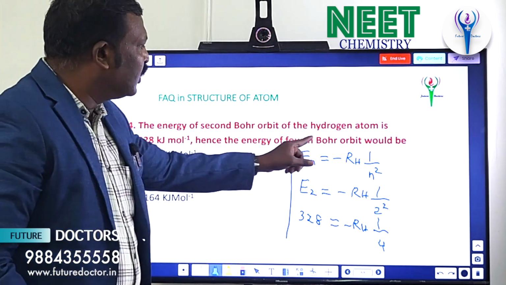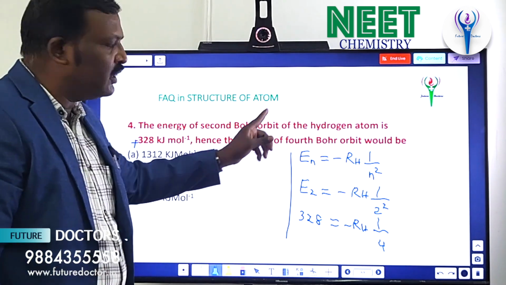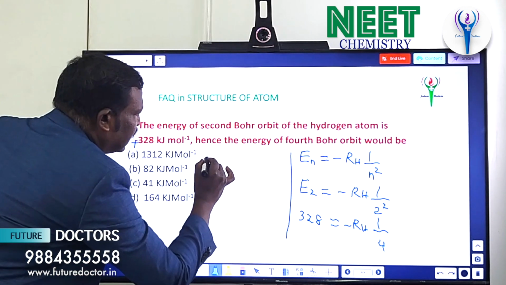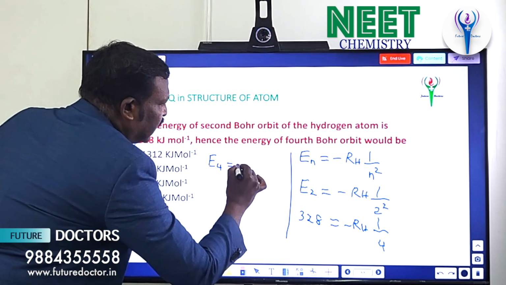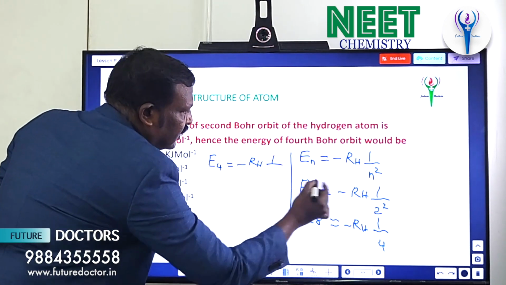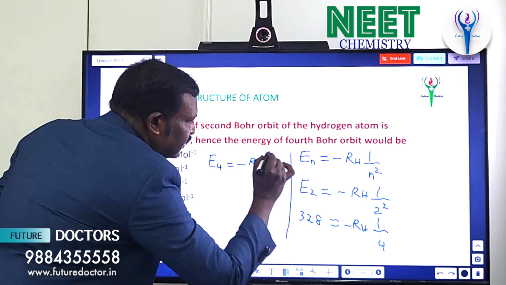Hence, the energy of the fourth orbit. The energy of the second orbit is given, and we have to find the energy of the fourth orbit. So the energy of the fourth orbit uses the same formula. Here E4 is equal to minus R_H, the energy of the fourth orbit. Then I put n is equal to 4, so 4 square. Are you following?